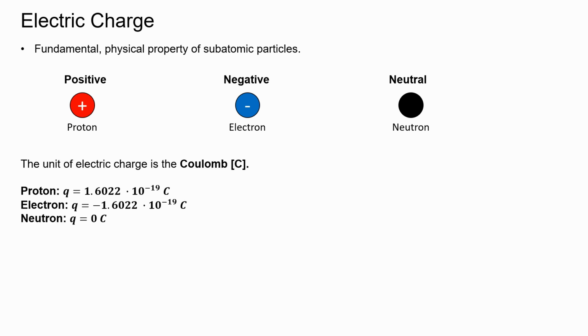The unit of electric charge is the Coulomb, typically just written as C. The proton has a charge of about 1.6 times 10 to the negative 19 coulombs. The electron has the exact opposite charge, negative 1.6 times 10 to the negative 19 coulombs. And then the neutron, being neutral, has a charge of 0 coulombs.